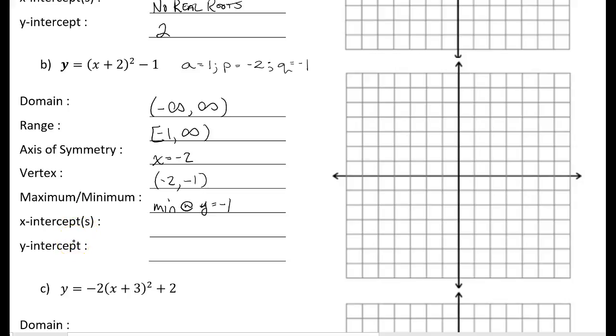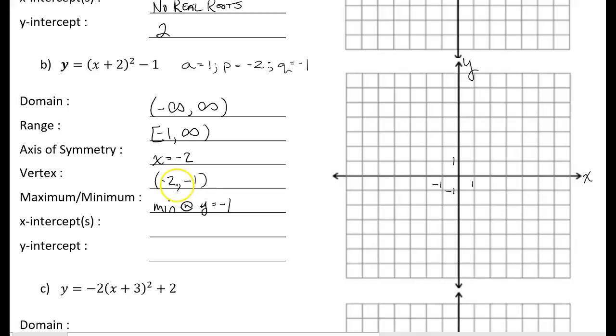From here, because I do have that p value that's part of my vertex, I can no longer imply that my y-intercept is equal to that constant at the end. I kind of alluded to this in the previous video, but we can start graphing and see if we can figure it out from there. If it's not blatantly obvious on our graph, then what we'll do is solve for it.